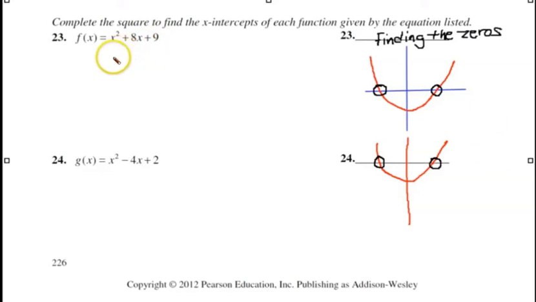Now in these next, they're asking us to complete the square to find the x-intercepts of each of these functions. So it's sort of like finding the zeros. That is, where the parabola will cross the x-axis. The value for y here is 0. So we put that there. And let's just do it. So x squared. Well, I don't have to write that again.